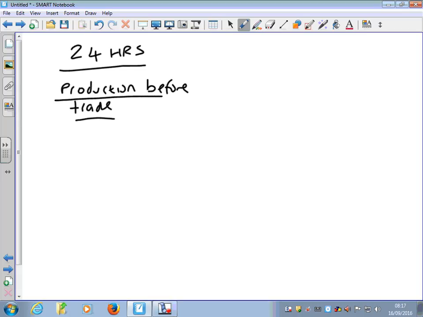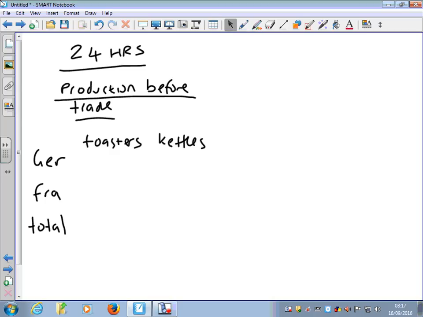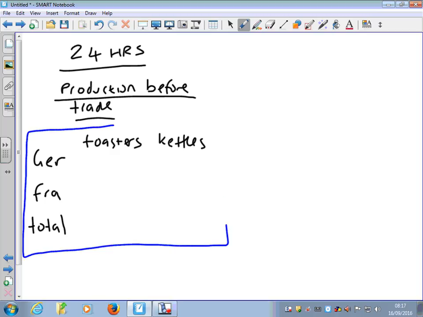So here, there is no trade at all, which means that the Germans and French have to make their own toasters and own kettles. Right, so we've got toasters and we've got kettles. So what I'm going to assume is that in these two economies, they decide to allocate 50% of their time, or their resources if you like, to making toasters, and 50% of their time for making kettles.